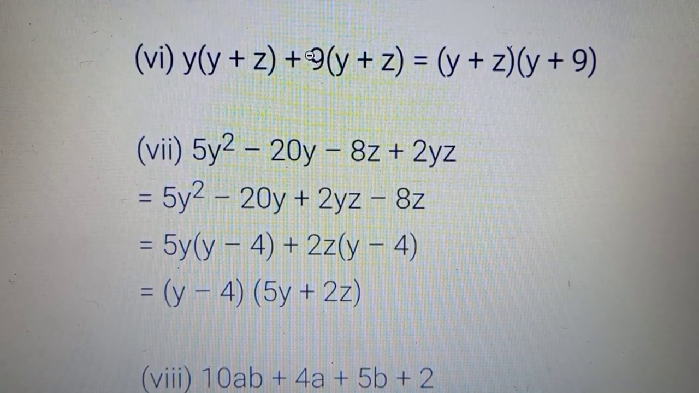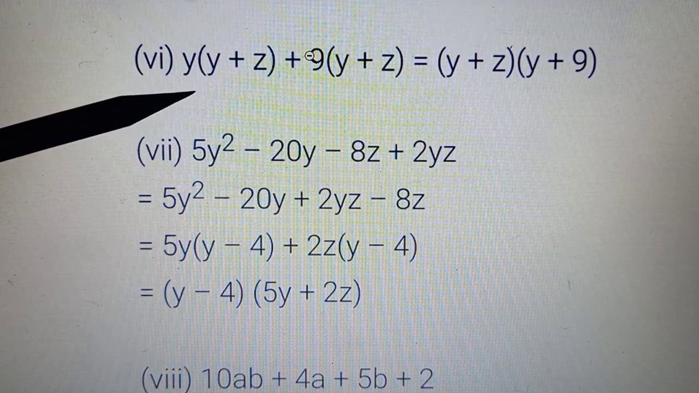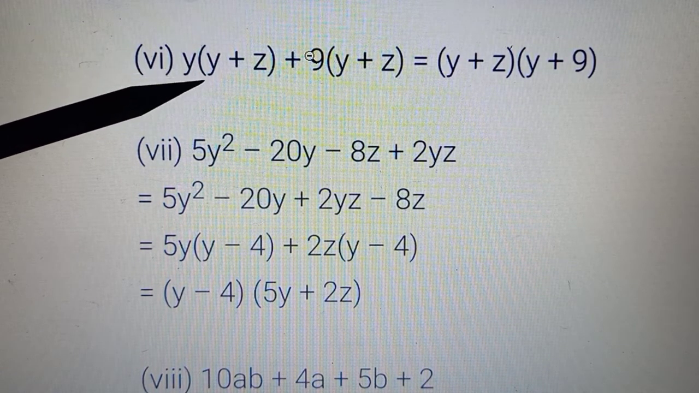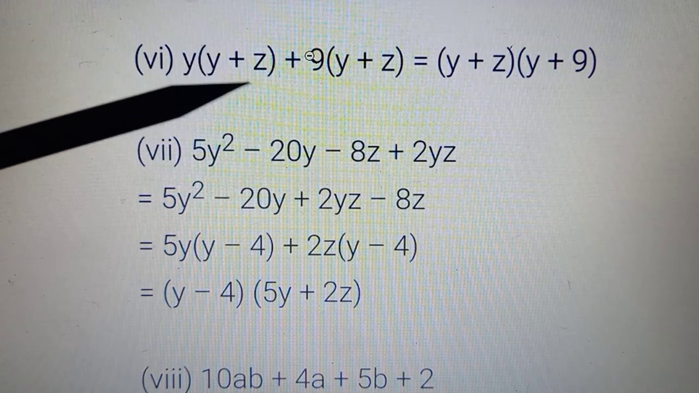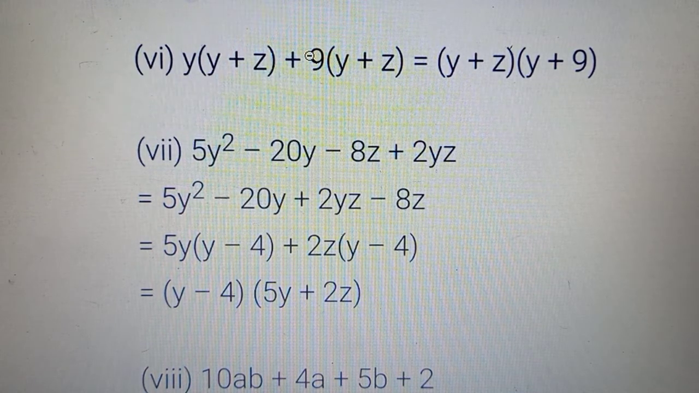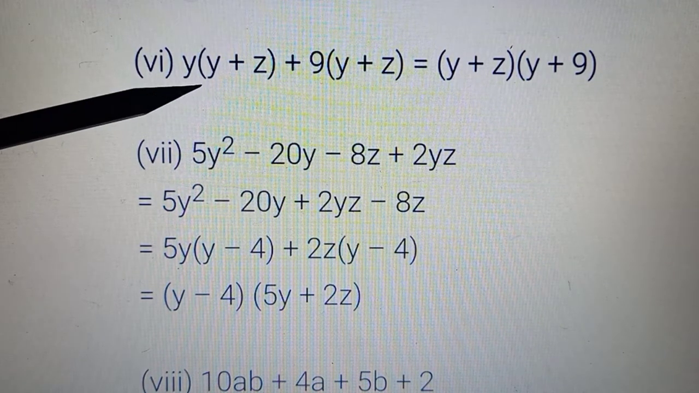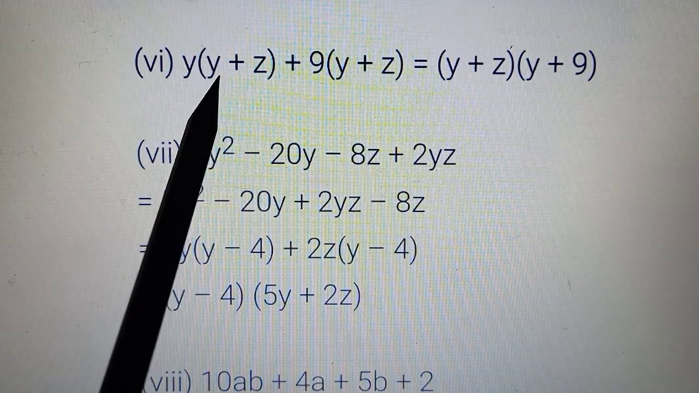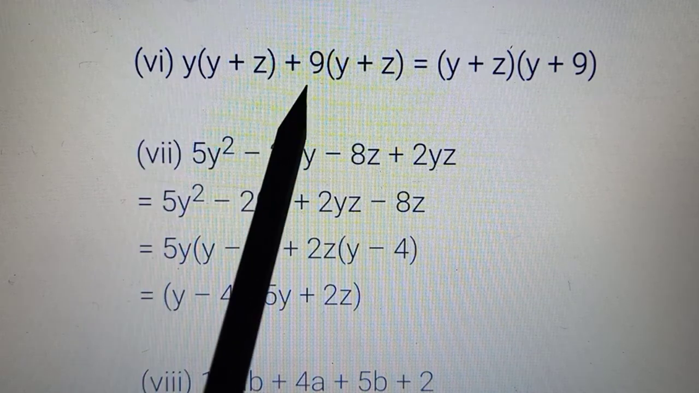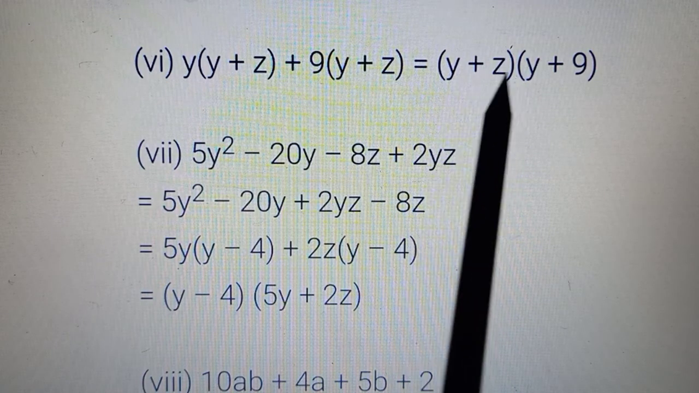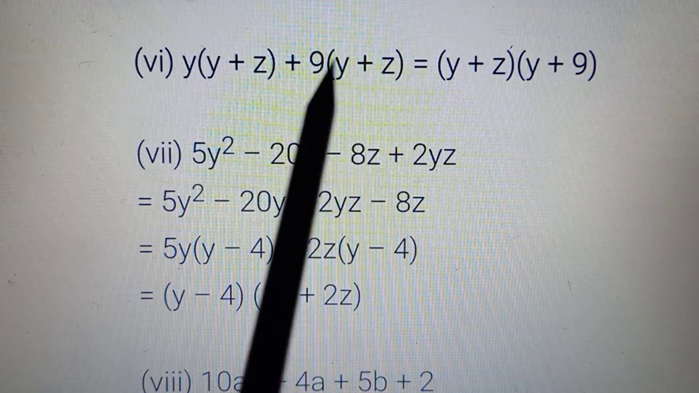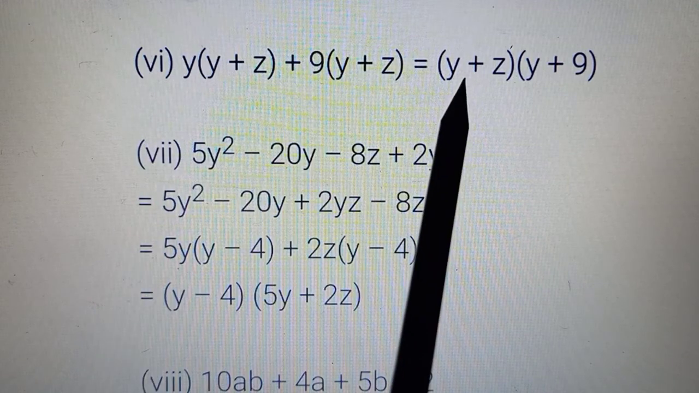Now see children, in the sixth one it is quite already आपकी grouping है. इसमें देखो, you have y into y plus z as one factor and 9 also into y plus z. So that y plus z can be taken common again. Okay, so यहाँ से y plus z गया तो only y remains, यहाँ पे plus 9 remains. So these will be your two factors, one y plus z and one y plus 9.